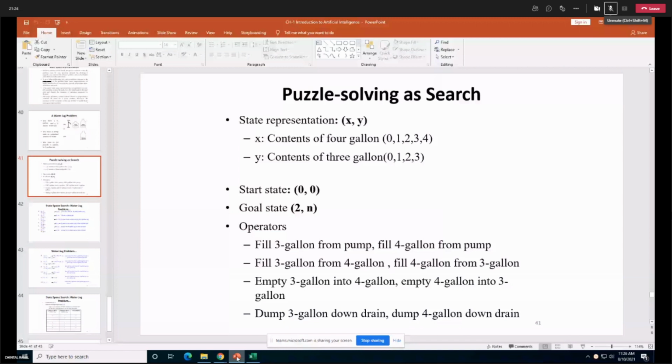So the first assumption I made was that at first both the jugs are empty. The second assumption is that we can fill unlimited amount of water from the pump into the 3 gallon jug and 4 gallon jug. Okay, that is what it is.